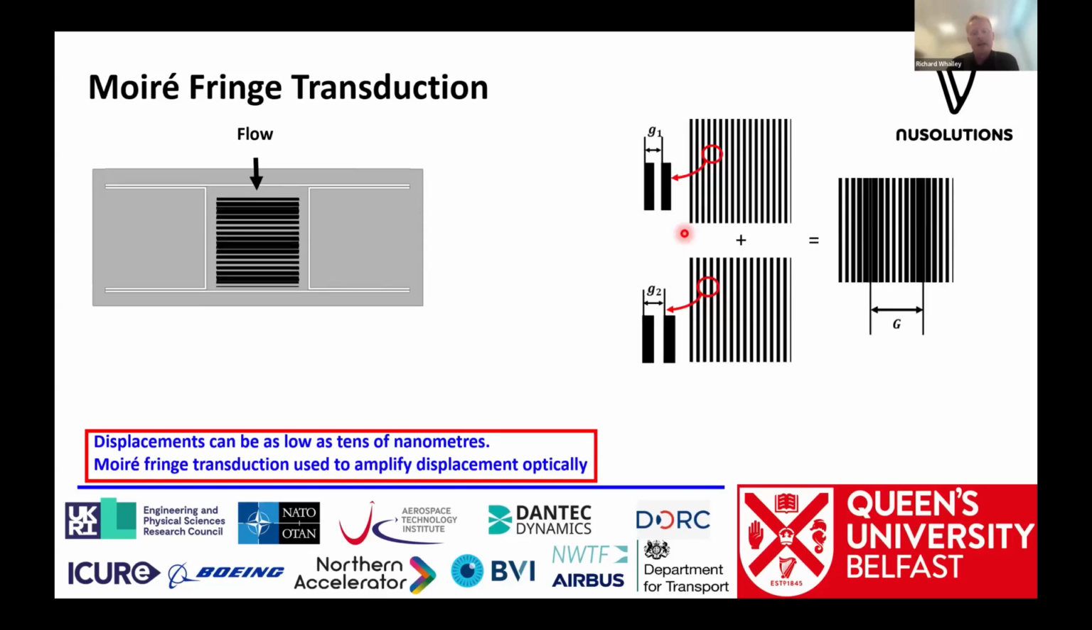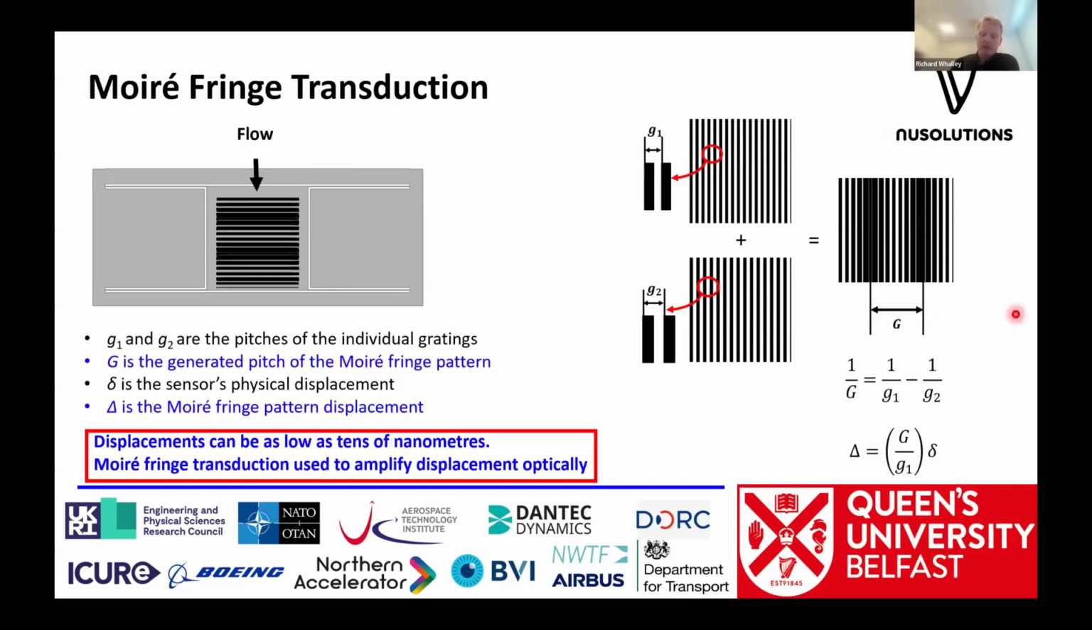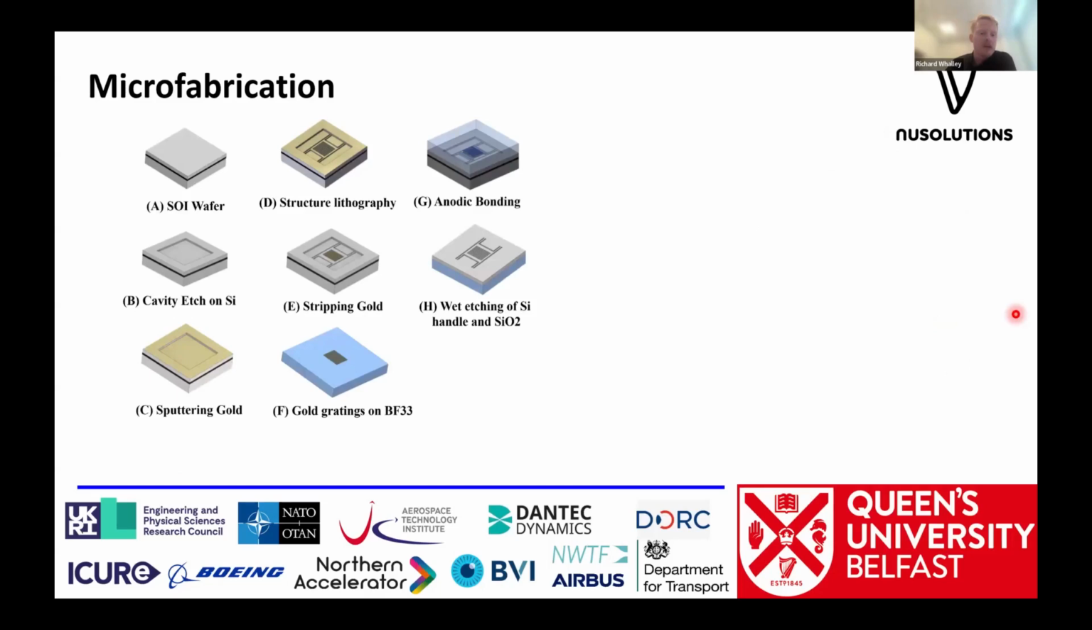And so we did that because as you superimpose 2 sets of gratings, we generate this Moiré fringe pattern, which has some bigger gratings, say G, and ultimately end up with an amplification factor. And so, for instance, if our sensor was going to move, say, 1 nanometer in the flow, the Moiré fringe transduction effectively boosts that by a factor of, say, about 100 typically in our types of designs. And so it's easier to see that type of motion. So we've got a bespoke manufacturing process. We end up with an SOI wafer.